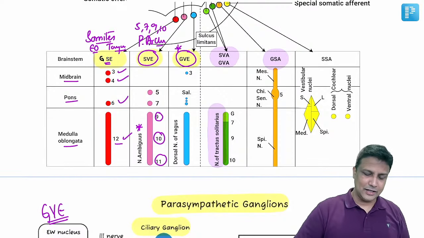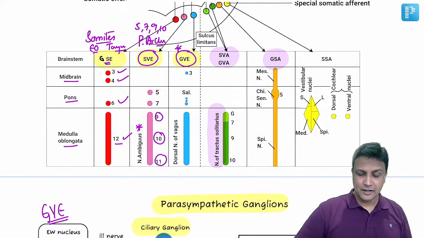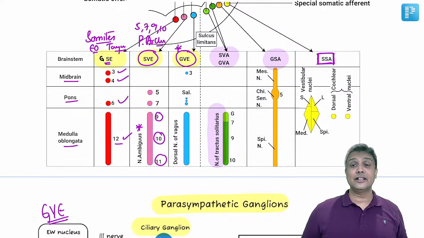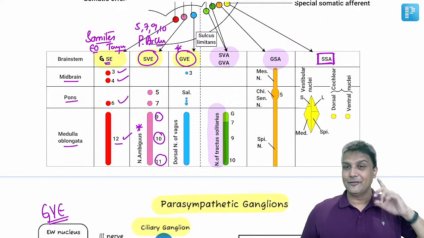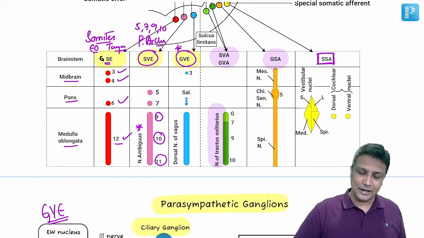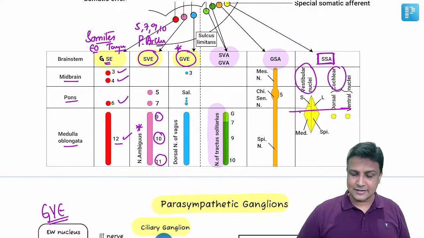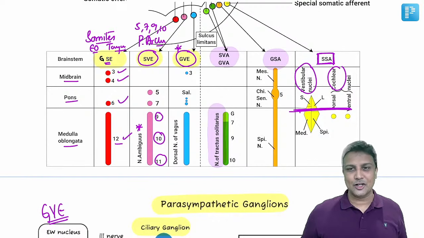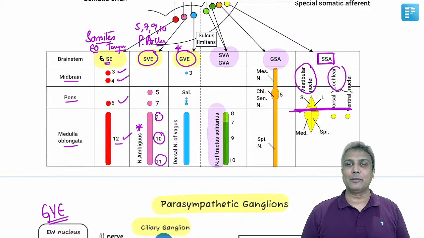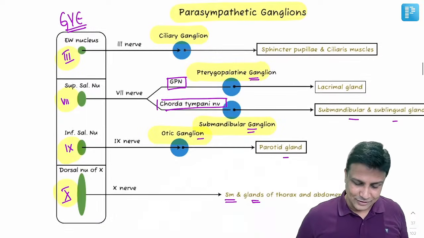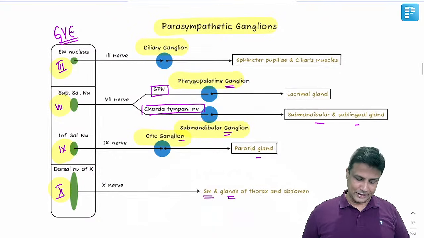And finally, this is totally a different column here, sir. SSA, special somatic afferent. The special somatic afferent will be including the nuclei belonging to your ear, that is the vestibular as well as the cochlear nuclei. These nuclei are located exactly at the pontomedullary junction, sir. So in this manner, you can easily remember all the cranial nerve nuclei and their columns, and along with that, we're also done with the 4 parasympathetic ganglia located here, sir.